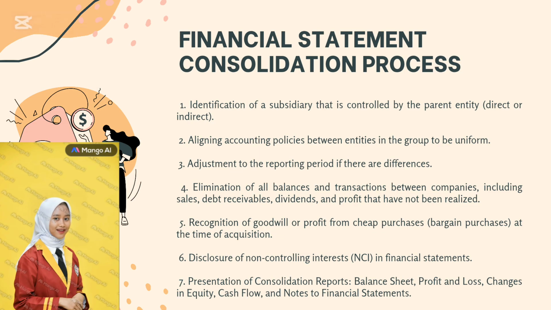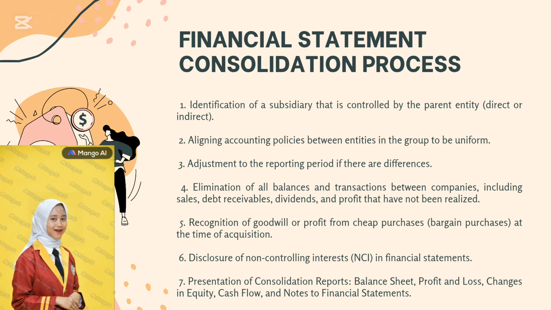Financial statement consolidation process. Point 1: Identification of subsidiaries controlled by the parent entity, directly or indirectly. Point 2: Alignment of accounting policies between entities in the group to be uniform. Point 3: Adjustment of reporting periods if there are differences. Point 4: Elimination of all intercompany balances and transactions, including sales, accounts receivable, dividends, and unrealized profits. Point 5: Recognition of goodwill or gains from bargain purchases at the time of acquisition.